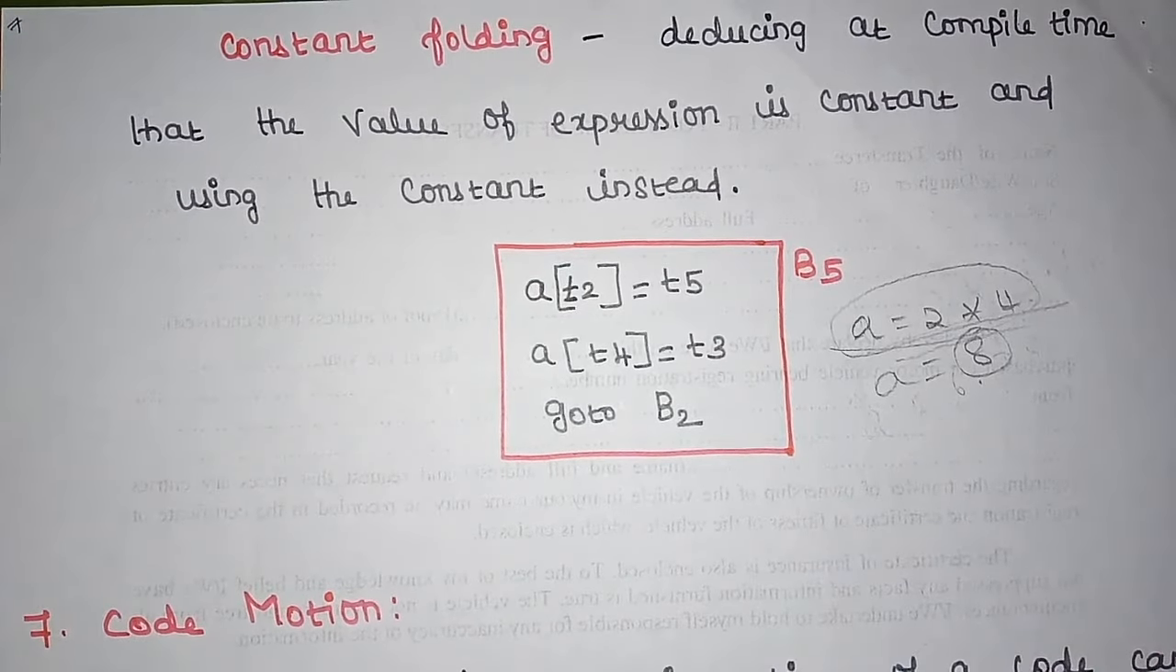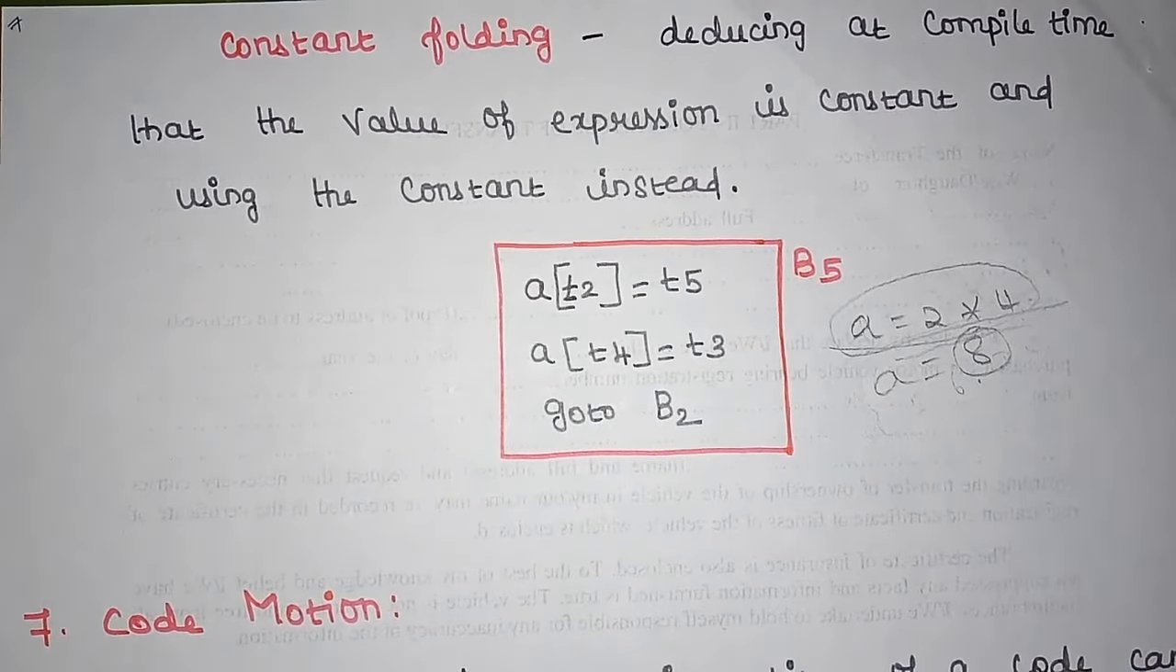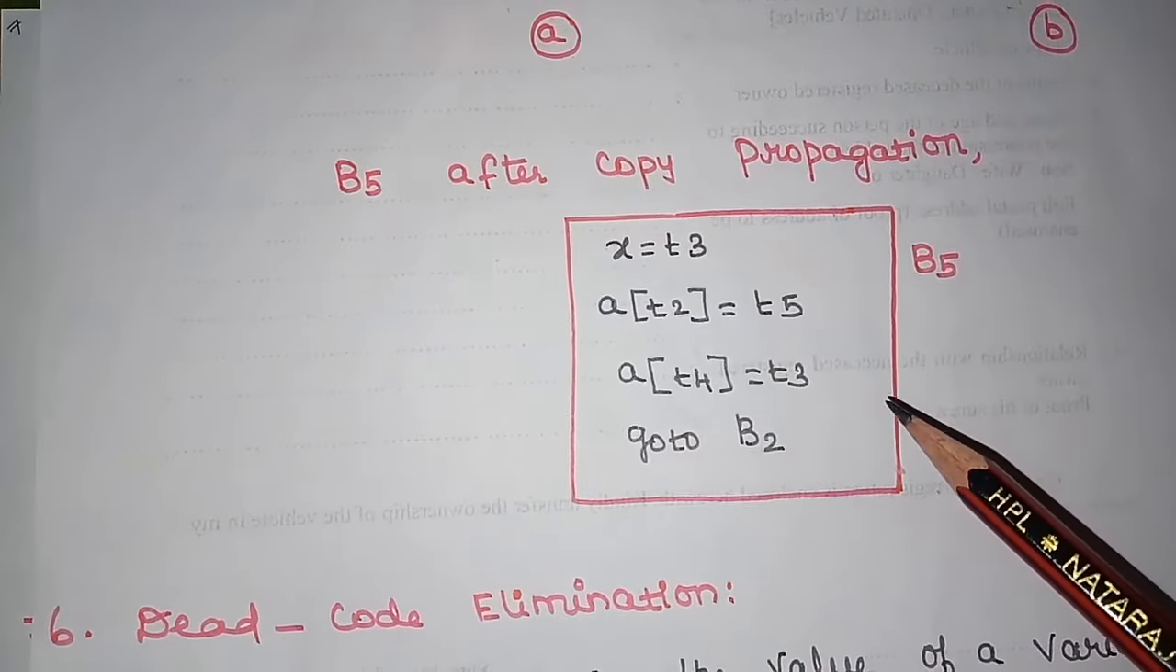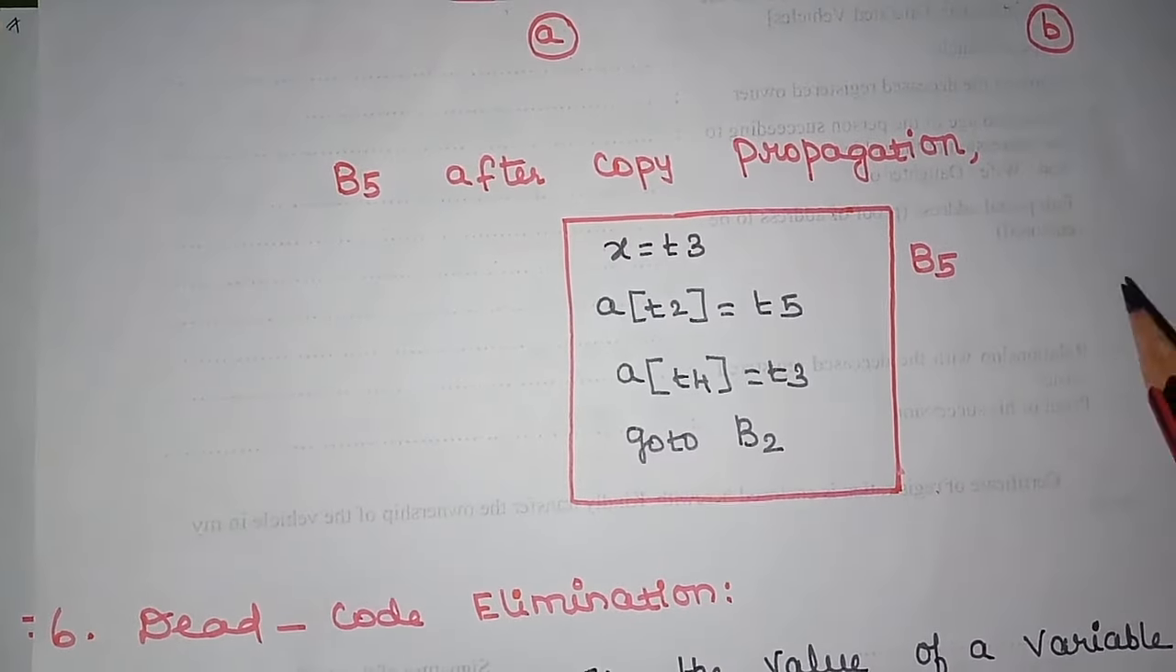And whenever we are doing copy propagation, it will always be followed by dead code elimination. So here we have some dead code elimination in block 5 also. This is block 5 after doing copy propagation.